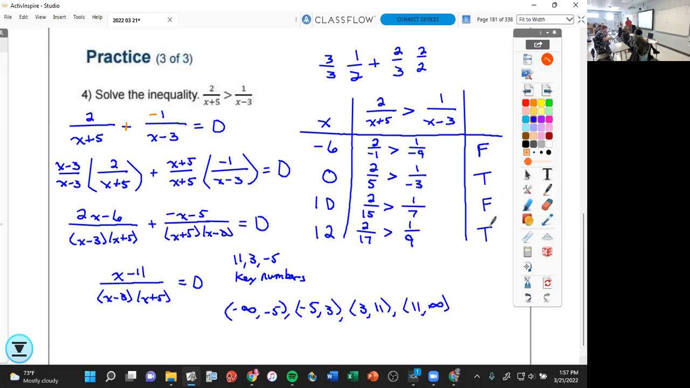Which means the answer comes from this one and this one. So my solution would be -5, 3 union 11, infinity. Any equal signs? Any brackets? There's no equal. Okay, so a bracket on the 11? It's not greater than or equal to, right? That's my numerator.